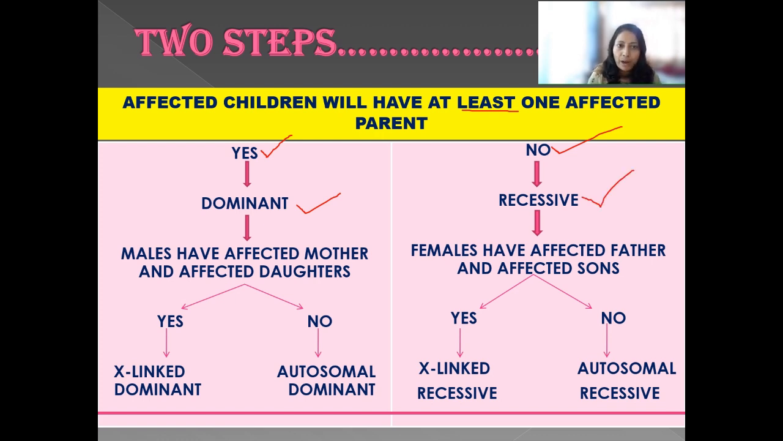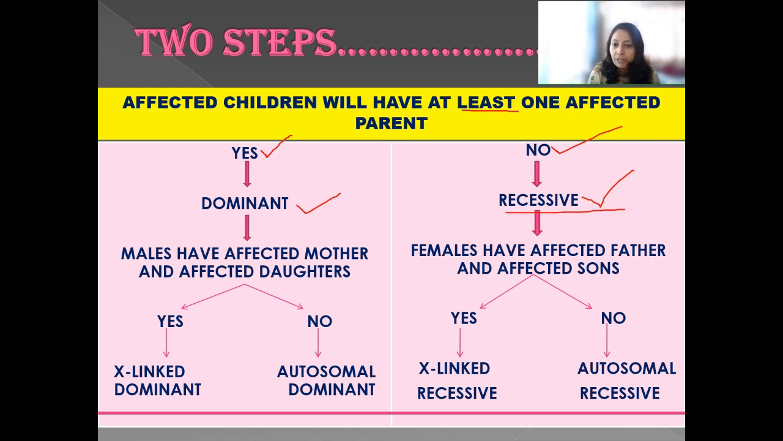Now, if the answer comes out to be no, then the pedigree is a recessive pedigree. So this is step 1: when you find out in your pedigree chart that affected children will have at least one affected parent, then if yes is the answer, the pedigree is dominant, and if no is the answer, then the pedigree is recessive in nature. Now further, step 2. Suppose you get the answer as no, that means the pedigree is recessive in nature.